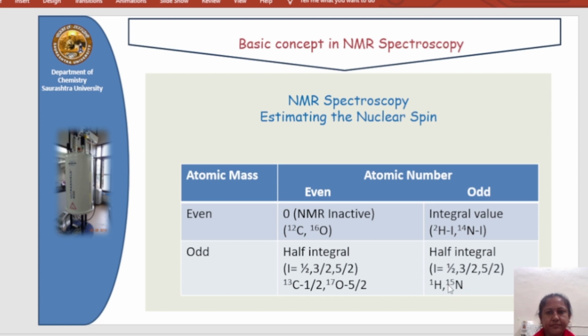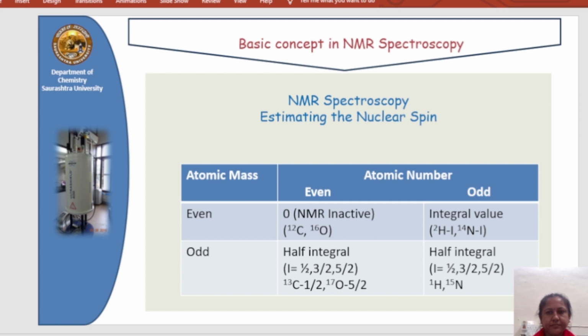So it is 1/2. In case of nitrogen, 7 protons and 8 neutrons. So 7 protons means there is a difference, and 8 neutrons there is no difference. So due to that, it possesses 1/2 spin. It is an isotope of 14N.